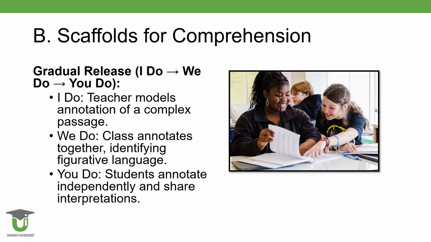The gradual release model supports students in moving from guided practice to independent work. During the I do phase, the teacher models annotation of a complex passage, demonstrating how to identify key ideas or figurative language. In the we do phase, the class annotates together with teacher guidance, discussing patterns and making interpretations collaboratively. Finally, in the you do phase, students annotate independently and share their interpretations with peers. This gradual approach builds confidence, reinforces strategies, and promotes independent comprehension skills.